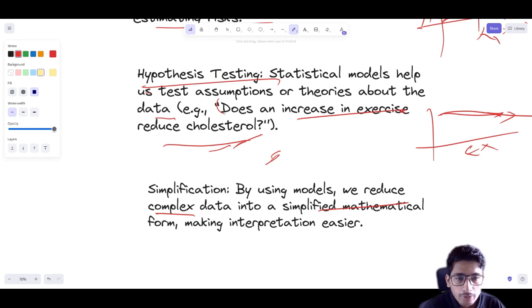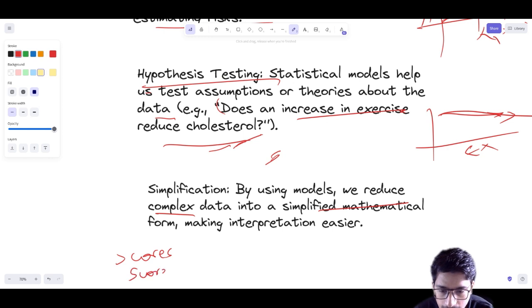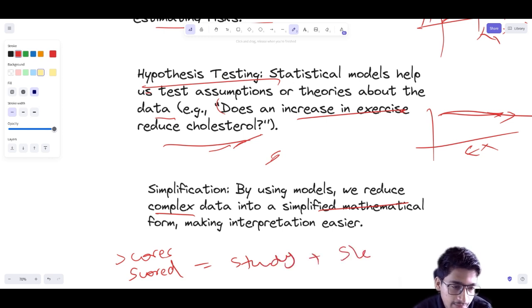Suppose, for example, we have scores scored by a student in an exam, and the features involved are the number of hours you study, the number of hours you sleep, and the number of hours you played. These are the features directly involved in your number of scores.